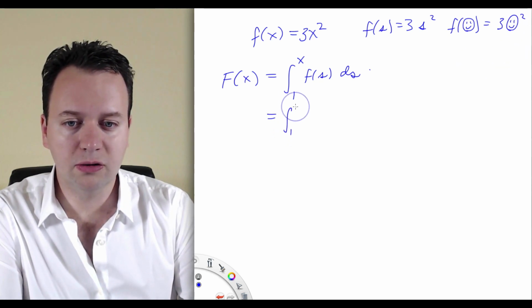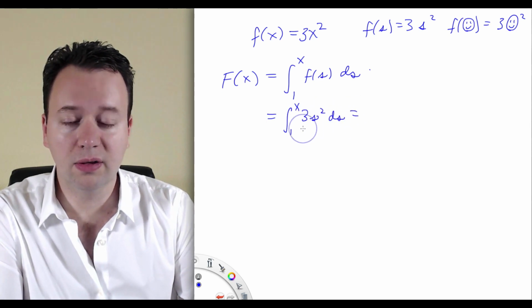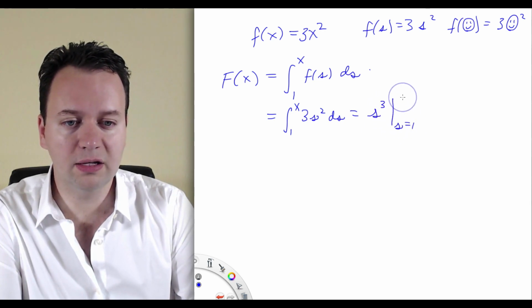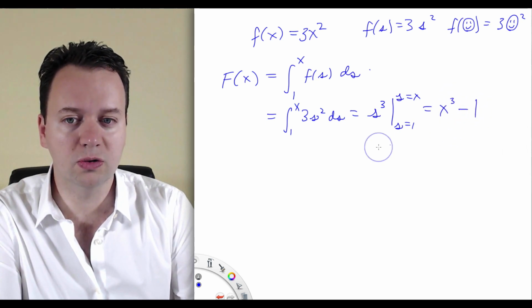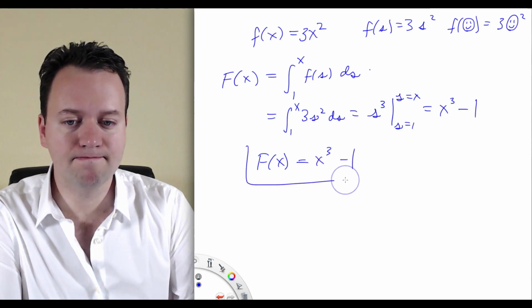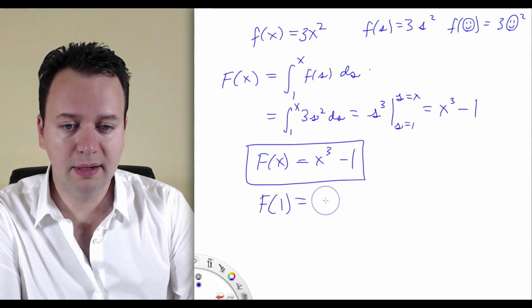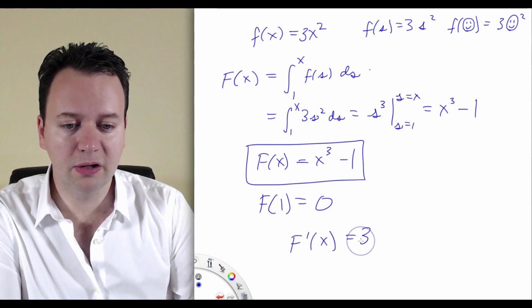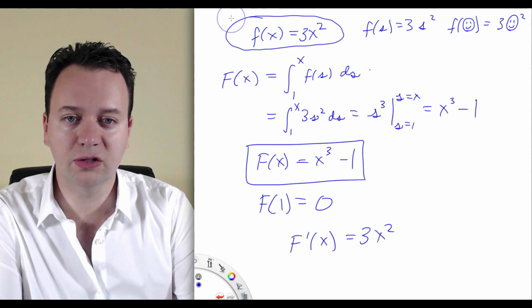So this is the same as the integral from 1 to x of 3s squared ds. So the antiderivative of 3s squared is s cubed, and we evaluate that from s equals 1 to s equal to x. So we get x cubed minus 1 cubed, which is 1. So therefore, capital F of x would give you x cubed minus 1. Well, let's see. Capital F of 1 is clearly 0, and capital F prime of x is going to be 3x squared.